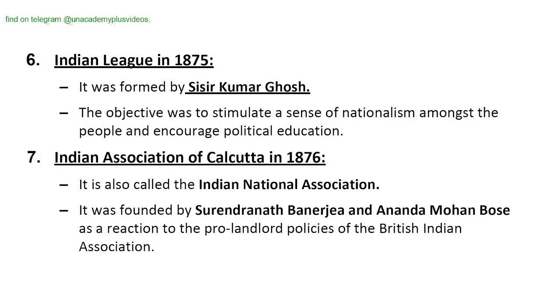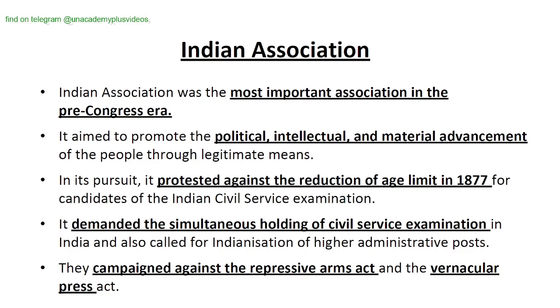Indian Association of Calcutta in 1876. It is also called the Indian National Association. It was founded by Surendranath Banerjee and Anand Mohan Bose as a reaction to the pro-landlord policies of the British Indian Association. Indian Association was the most important association in the pre-Congress era. It aimed to promote the political, intellectual and material advancement of the people through legitimate means.